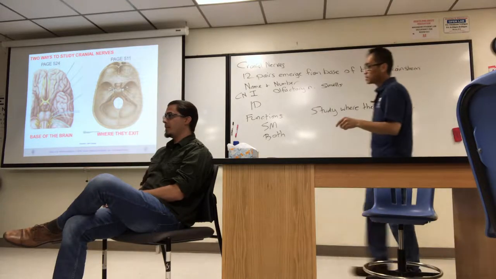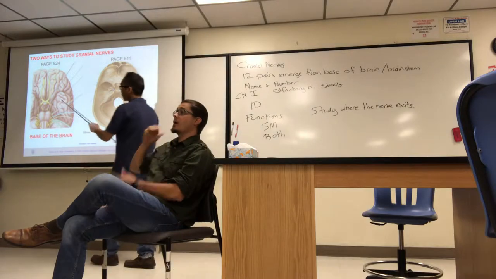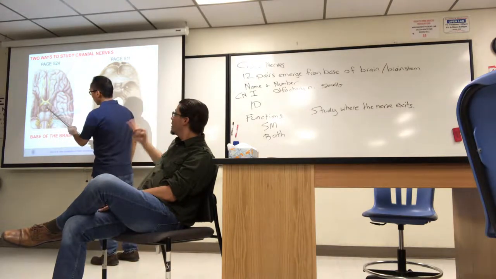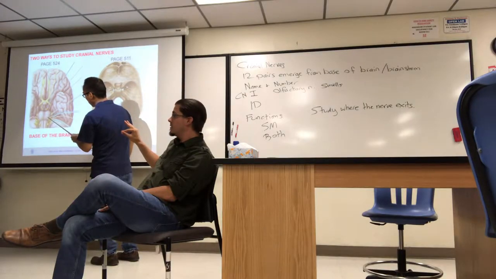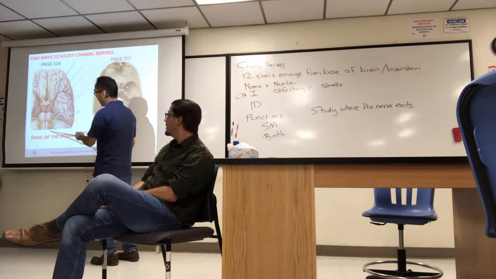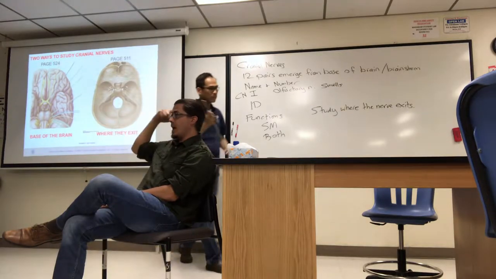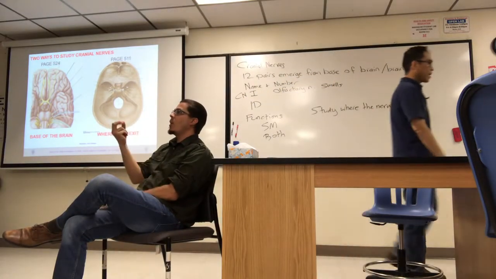Another thing to notice is they're numbered 1 to 12 from front to back. Here's number 1. 2, 3, 4, 5, 6, 7, and 8, 9 and 10 are here. Here's 11 and there's 12. So it goes from front to back. They're just numbered. So it's easy to count to 12, but you also have to memorize the name.